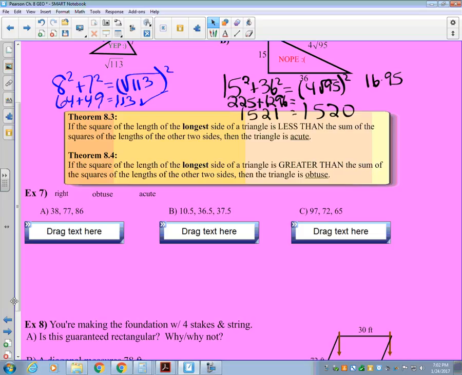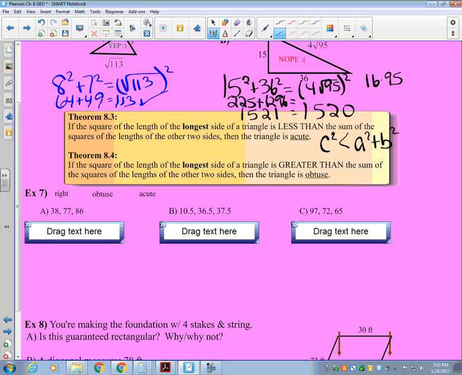Okay, theorem 8.3, if the square of the length of the longest side of a triangle is less than the sum of the squares of the length of the other two sides, then the triangle is acute. Let's write the equation down. So if the longest side, or the hypotenuse, which technically is our c squared, is less than a squared plus b squared.